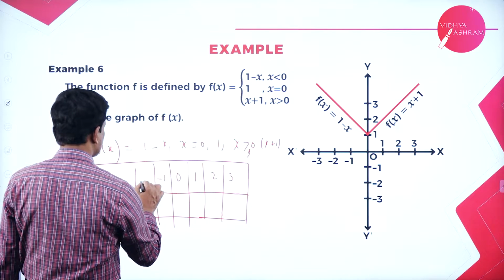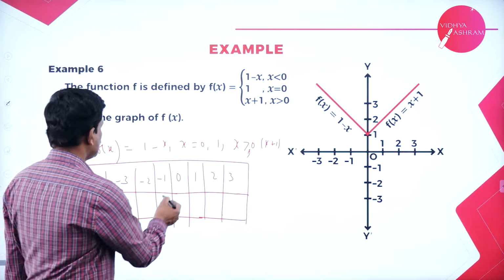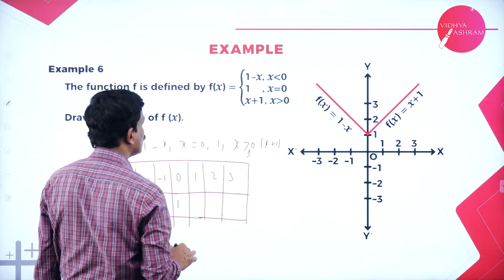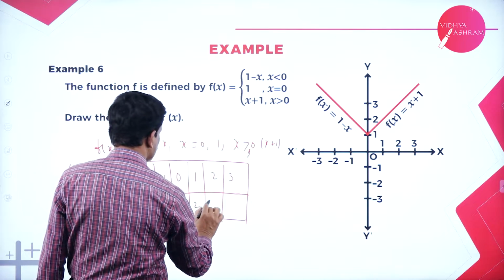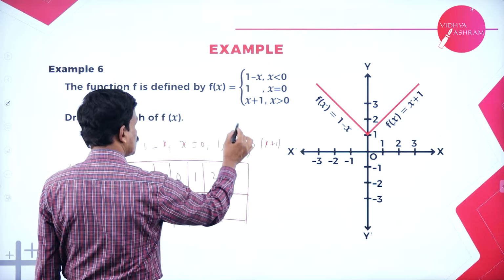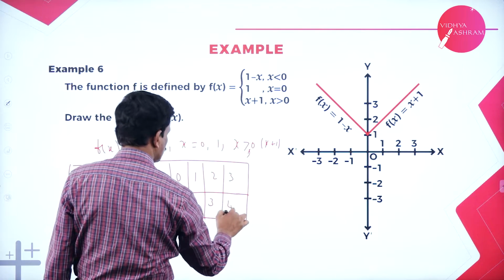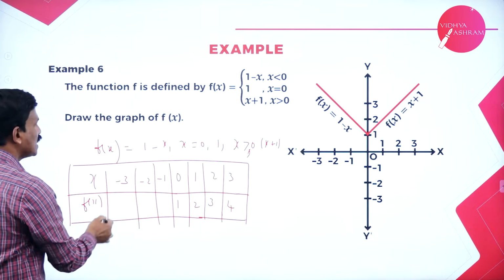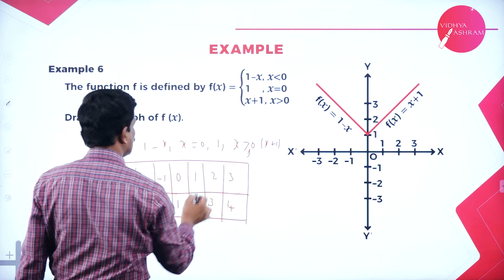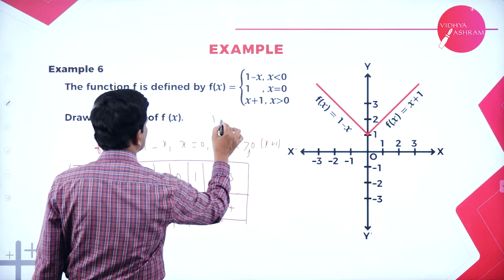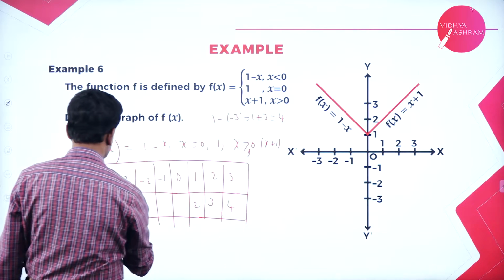Here this is minus 1, minus 2 and minus 3. Okay. Right. Now substitute the values. When x is equal to 0, f of x is equal to 1, they have already given. When x is greater than 0, that means when x is a positive value, 1 plus 1 is equal to 2. When x is equal to 2, 2 plus 1 is equal to 3. When x is equal to 3, 3 plus 1 is equal to 4. Similarly, when x is less than 0, we have the equation 1 minus x. When x is equal to minus 3, 1 minus of minus 3 is equal to 1 plus 3 is equal to 4. So you will get 4.